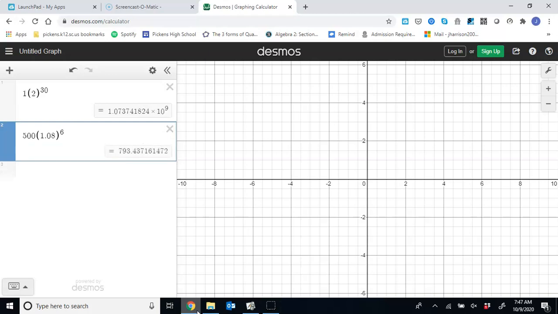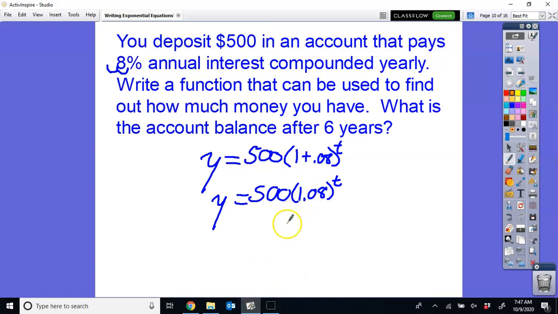So we raise it to the 6th power, and that tells me $793.44. So that right there tells me that that's how much money I would have in my account after 6 years if I just left it there.